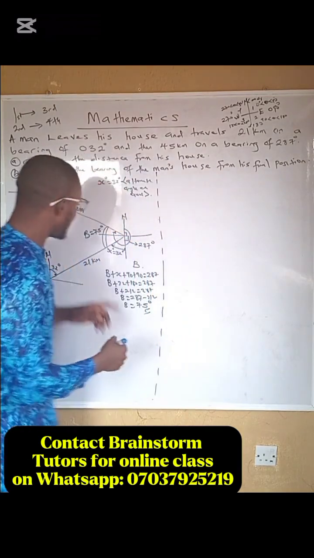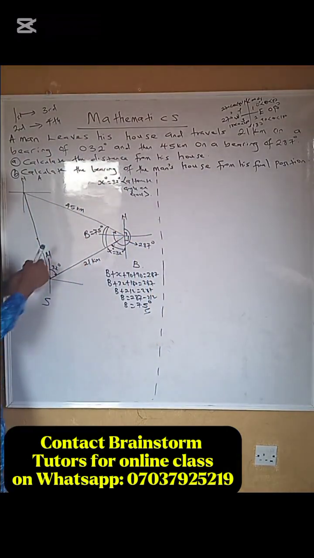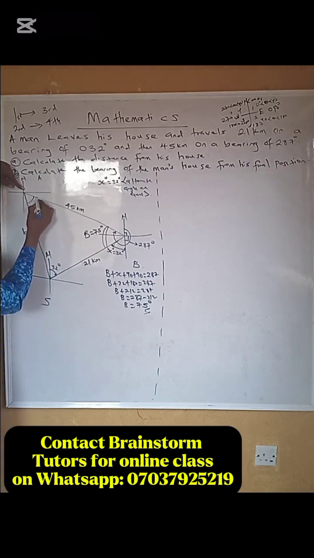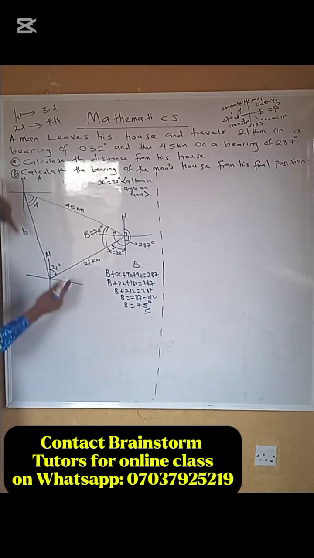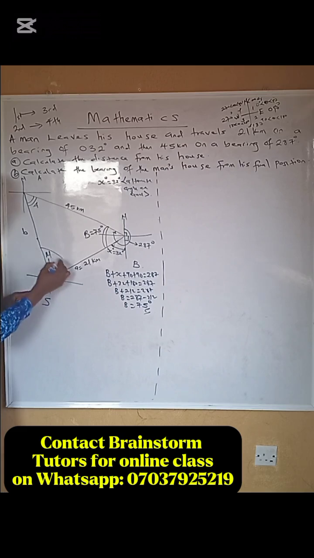A capital letter. So if this angle is capital letter B, the side that's facing is going to be small letter B. But if this angle here is capital letter A, the side that's facing is small letter A. But if the whole of this angle is capital letter A, the side that's facing is small letter S. So that's all about that.